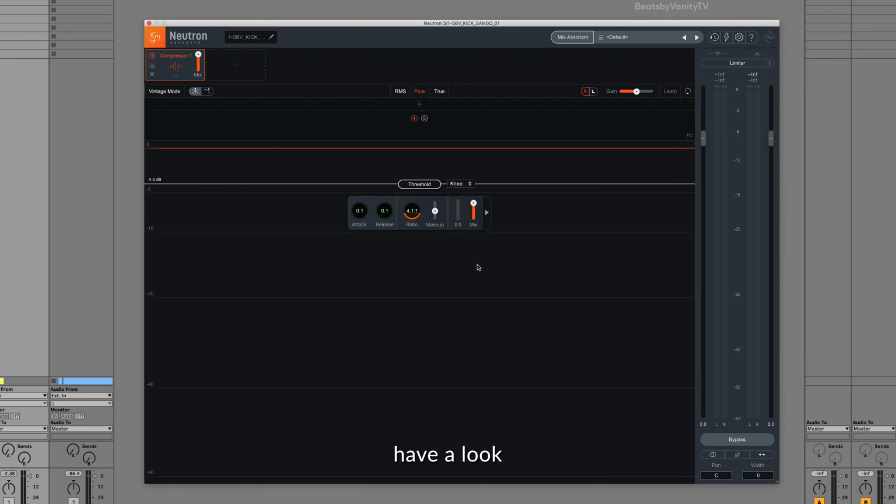Let's now have a look at how you can use these controls to shape a sound.